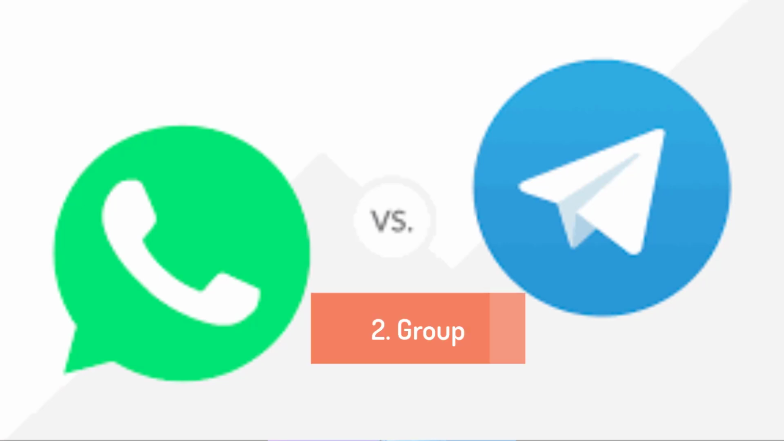Second is group. You can add up to 200,000 users in your Telegram group, but you can add only up to 246 members in your WhatsApp group, so that feature is very cool.